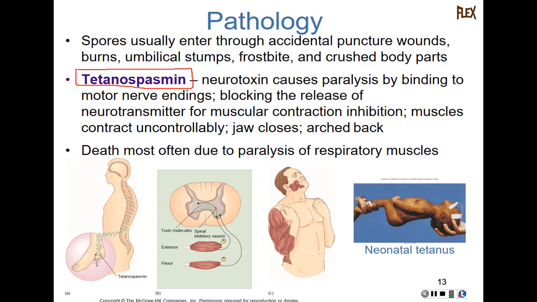The way to think about that is that the kind of paralysis we're going to be discussing today is a rigid paralysis, which is this, and a flaccid paralysis. You're going to see that's going to be Clostridium botulinum. Rigid versus flaccid. Tetanus versus botulism. Neonatal tetanus, rigid paralysis.